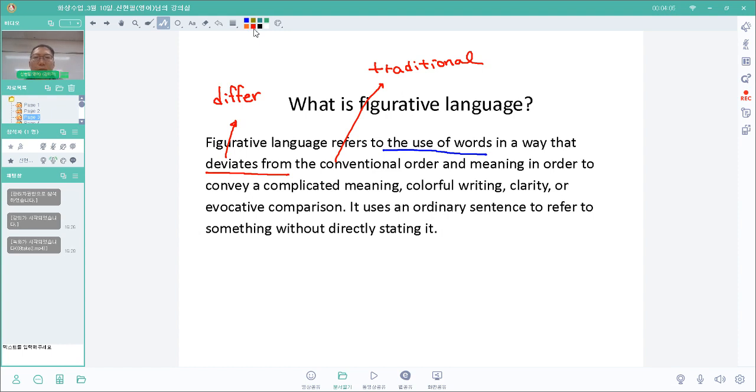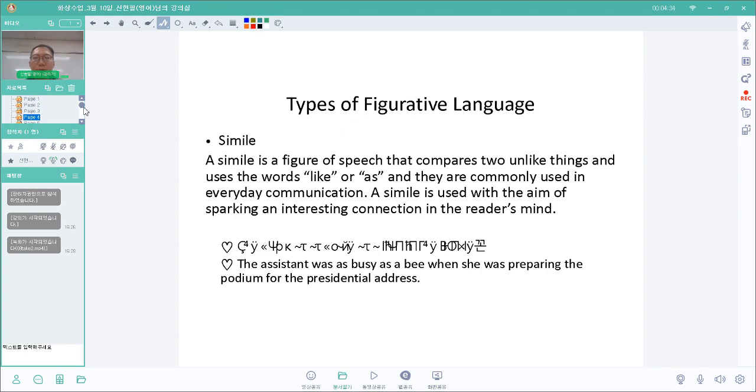Or evocative comparison. When you want to help people remember information more easily, when you want to evoke information, you can use figurative language. It uses an ordinary sentence to refer to something without directly stating it. So in summary, figurative language is making a comparison between two items. Okay? So we'll take a look at examples of different types of figurative language.